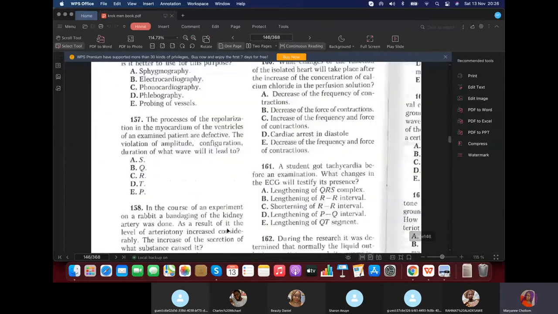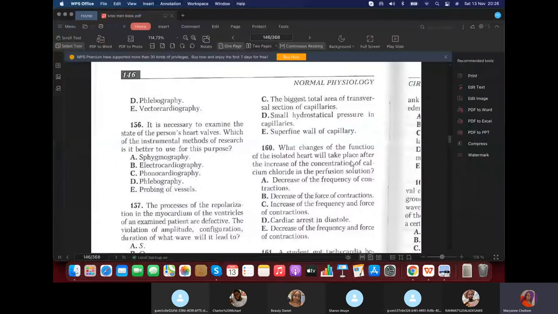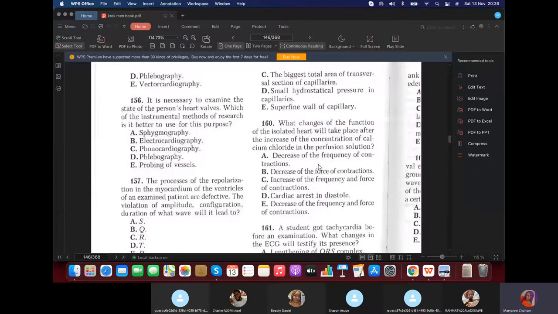What changes of the function of the isolated heart would take place after the increase of the concentration of calcium chloride in the perfused solution? Again, we've done this: it increases the force and frequency of contraction.